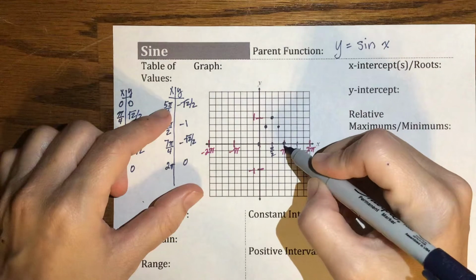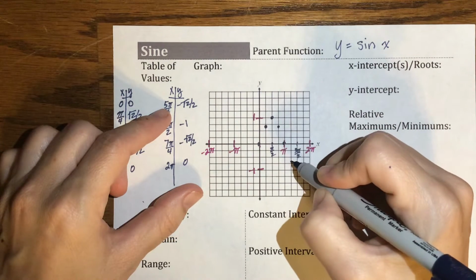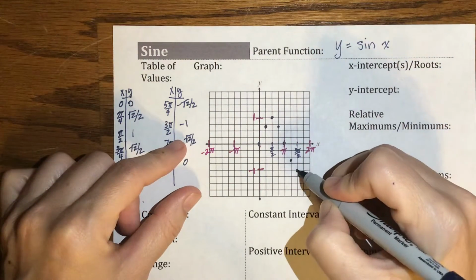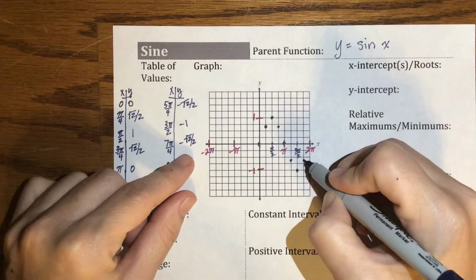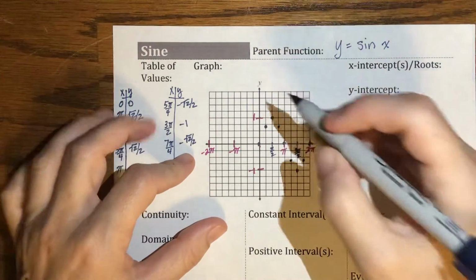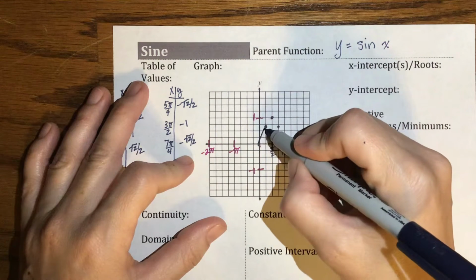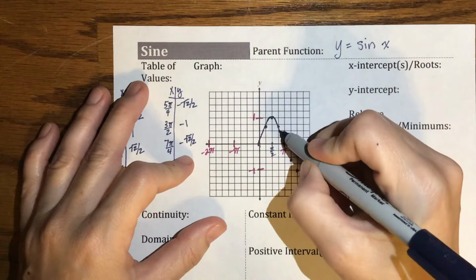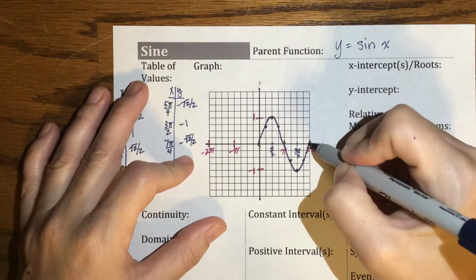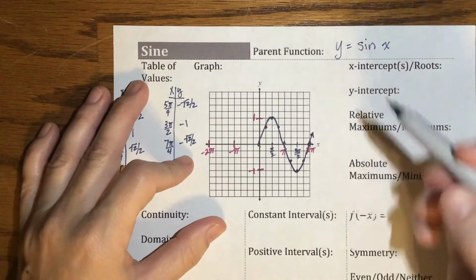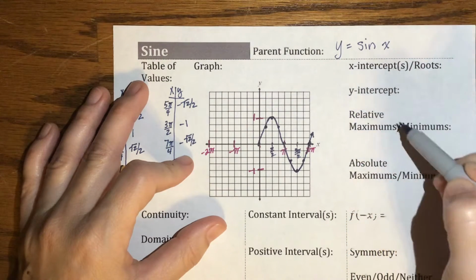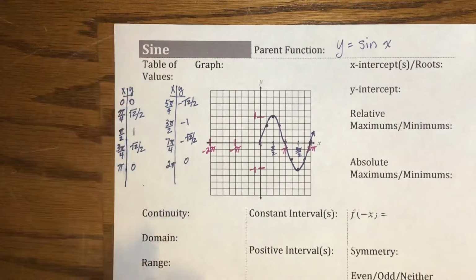5 pi over 4, I'm at negative square root 2 over 2. 3 pi over 2, I'm at negative 1. Back to negative square root 2 over 2. Back to 0. I could continue, but for now, let's just trace this in. It's going to be smooth, curvy, no sharp points. And I'll just go ahead and say it goes like that. What would happen as I went around the circle again, it's going to come up and come down again. And it's going to continue as you saw in that exploration.